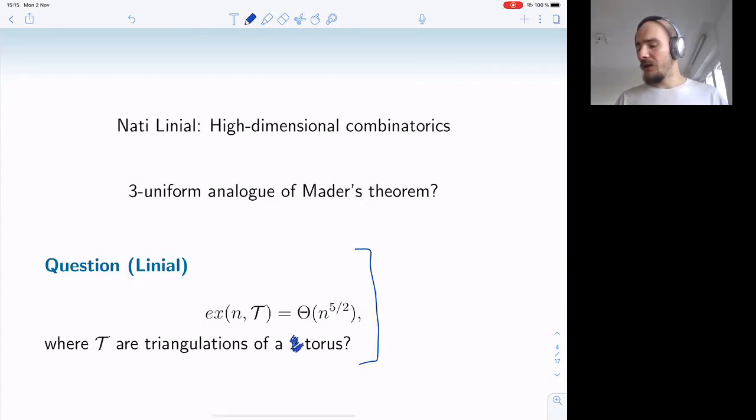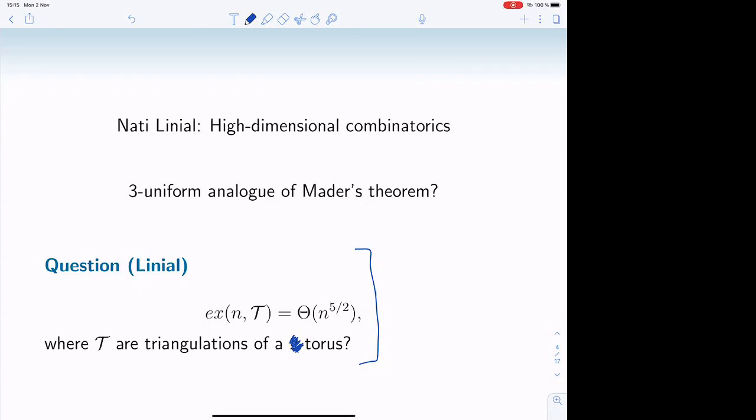Yeah, I can cross this out. I'm just insisting that I'm talking about three-uniform hypergraphs and two-dimensional objects. So in all the rest of the talk, this is what I'm concerned with. But the torus you can define in any dimension. So I just want to make sure.